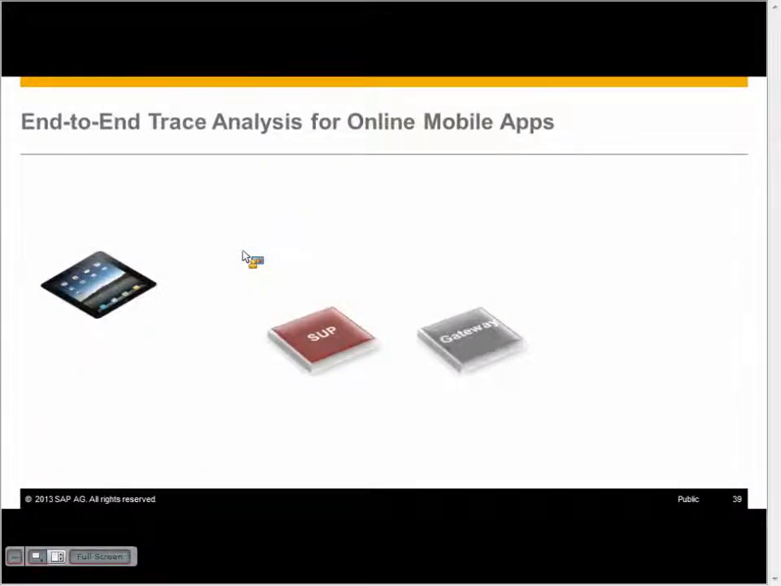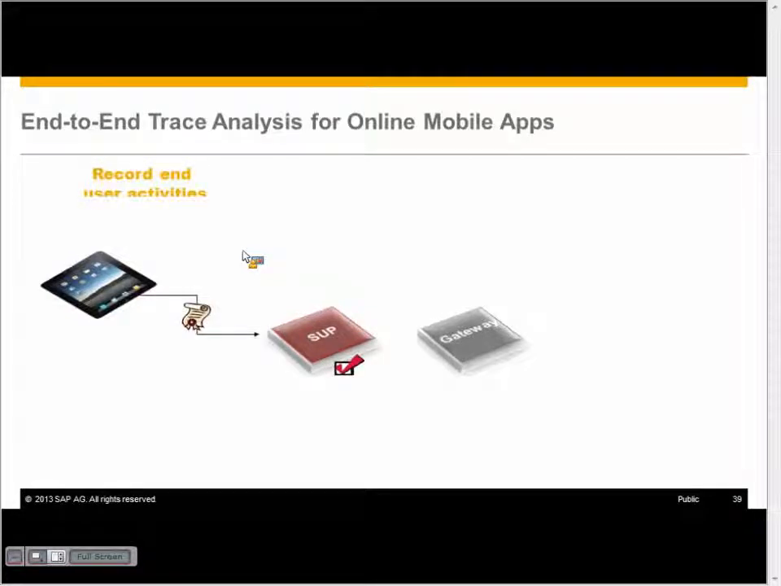End-to-end tracing is the next best thing available from the Solution Manager. If you have heard about end-to-end tracing in a portal domain, this is fairly the same way. How do you know the root cause of a problem? Basically, there are so many components involved in this one. You have a mobile SUP server, a gateway, a backend. Now, how do you know for a particular transaction where the problem is? So, end-to-end trace is available for online mobile applications as of now.